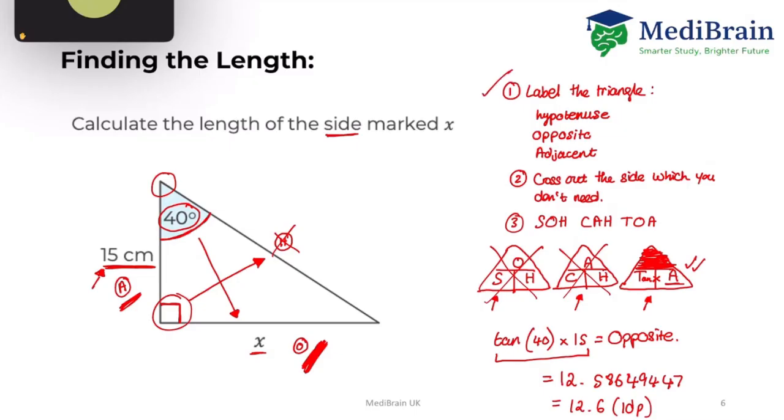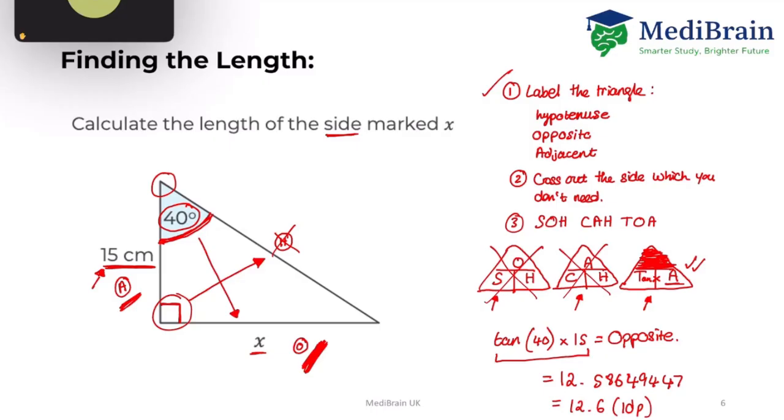Label the triangle first. Hypotenuse, opposite, and adjacent. Hypotenuse is the side which is opposite to the right angle, the longest side in the triangle. The opposite is opposite to the angle that you've been given. So over here, we've been given 40, so the side opposite it is going to be labeled as O. And then the adjacent is the side which is left over, or the side which connects the angle to the right angle, which is 15 centimeters there.